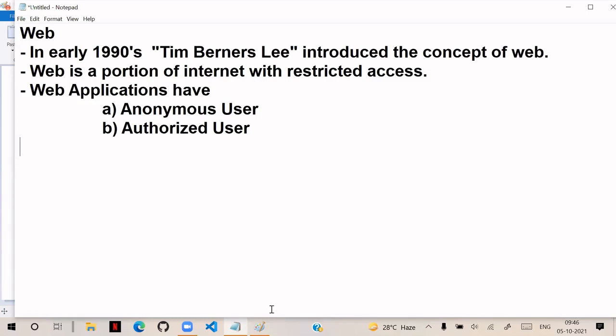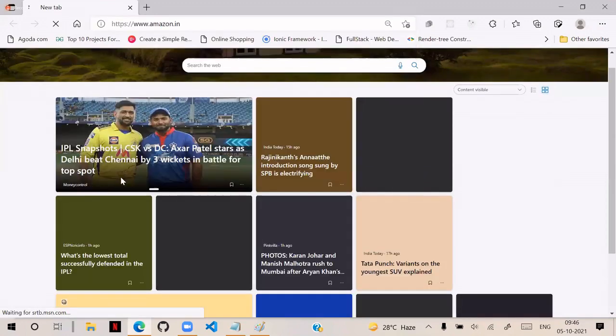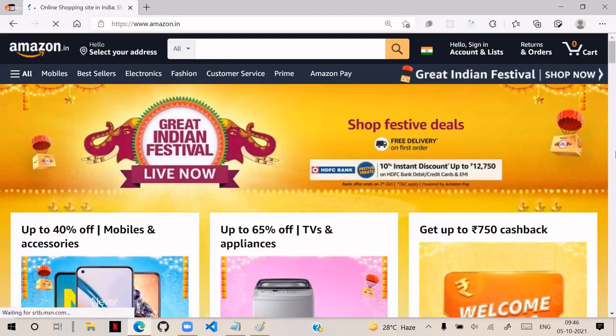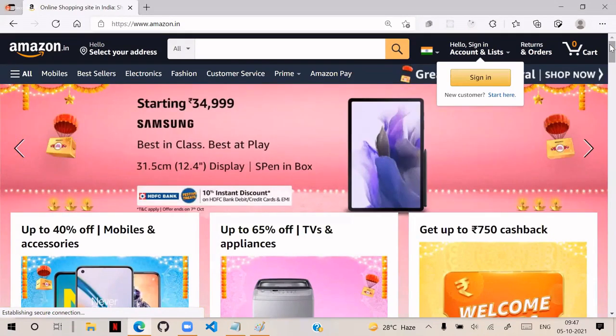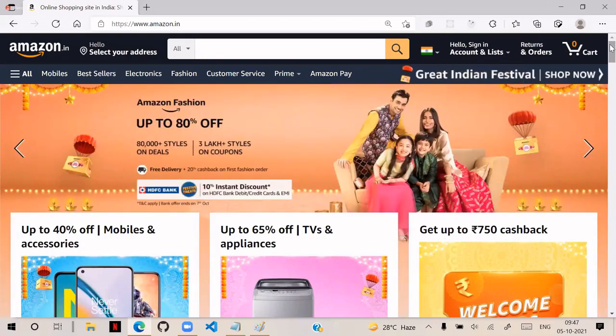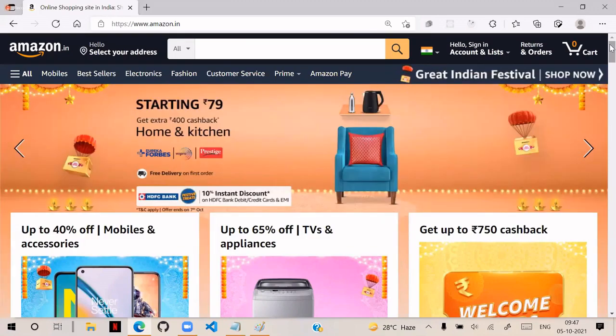For example, suppose I opened here a website. Suppose I opened here Amazon. This is Amazon website. Now tell me, I haven't signed in. I haven't logged in into this Amazon. Can I do the shopping and select items and add to cart? Yes, we can. We can select items, we can add to cart.